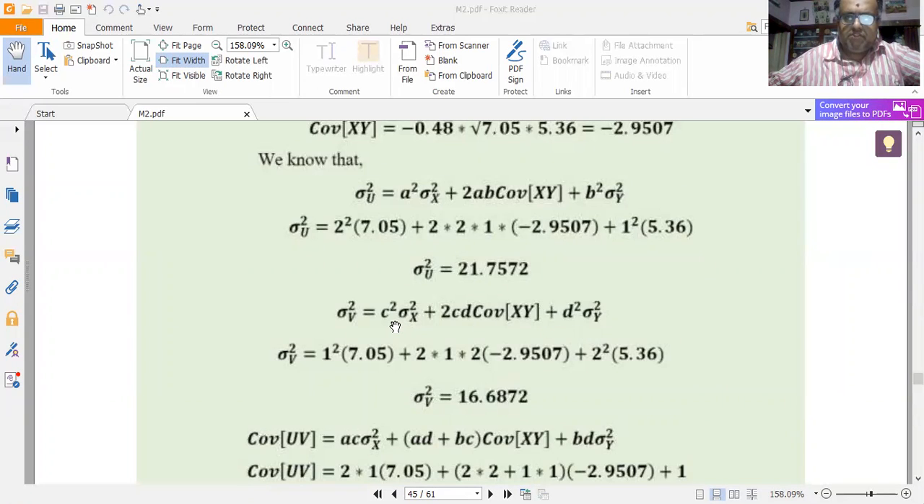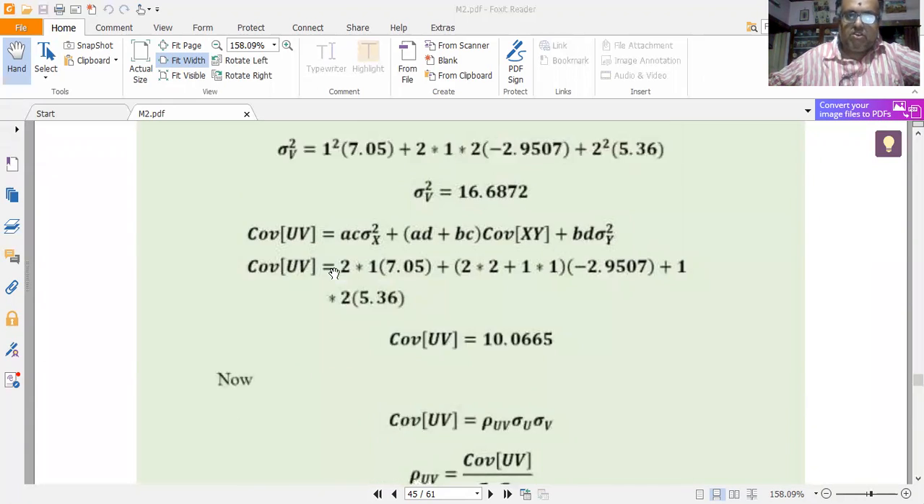Similarly, find the variance of the new random variable v. The formula is sigma v squared is equal to c squared sigma x squared plus 2cd covariance of xy plus d squared into sigma y squared. Substitute the corresponding values and simplify, and I get sigma v squared is equal to 16.6872.